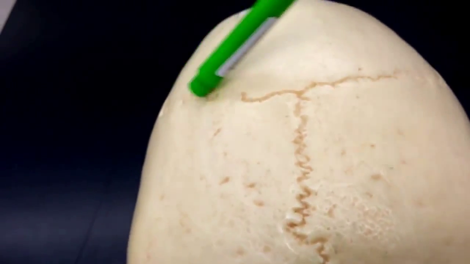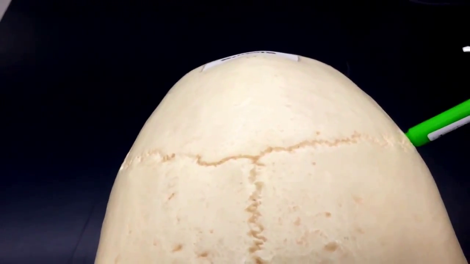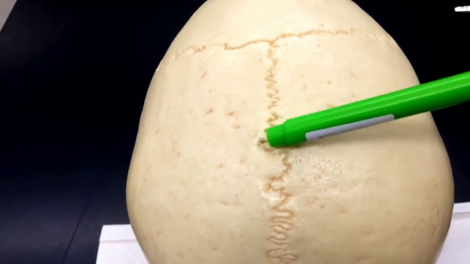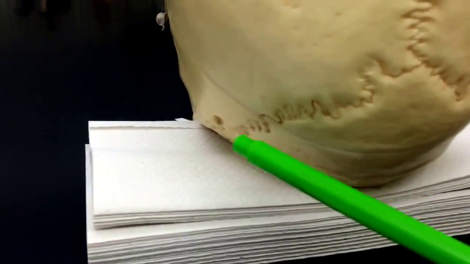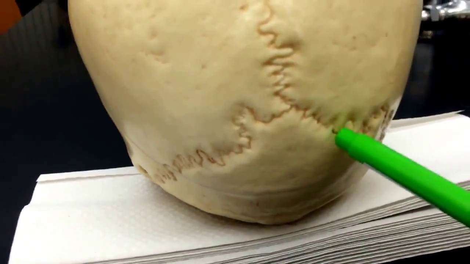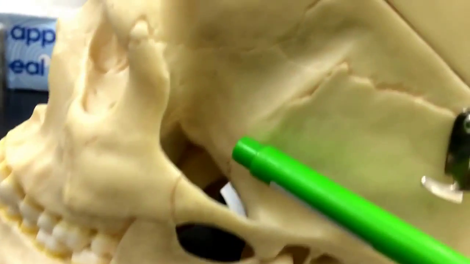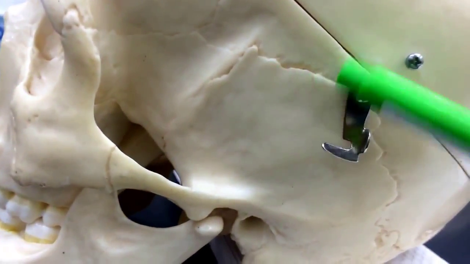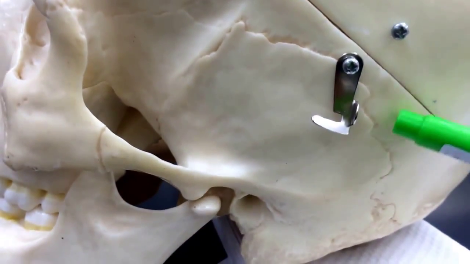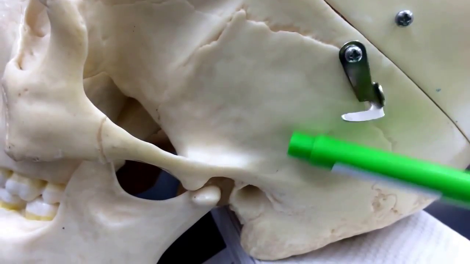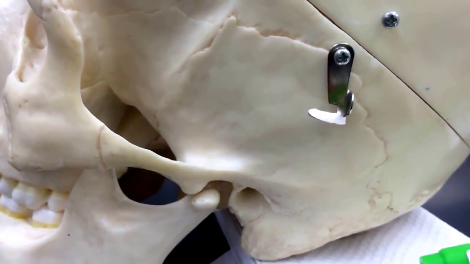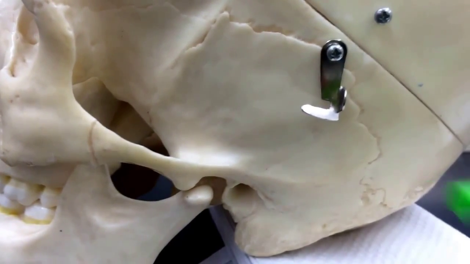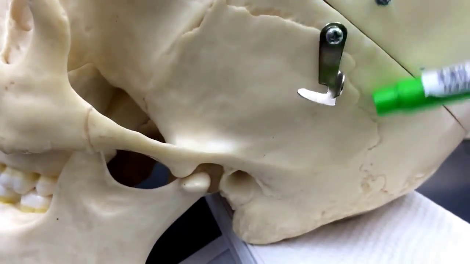So this area here, this is the suture. This is known as the coronal suture. This one is known as the sagittal suture. This one over here is known as the lambdoid suture. And the one laterally, this one here, is the squamous suture, and it's referred to as squamous because this is the thinnest area of the skull.